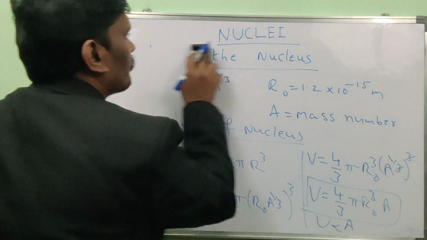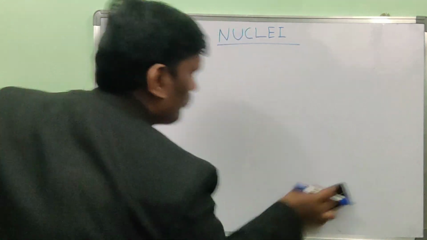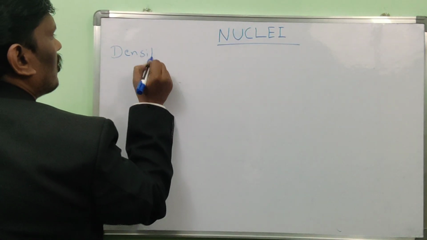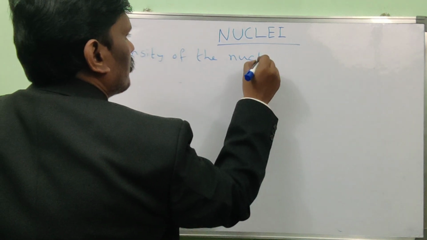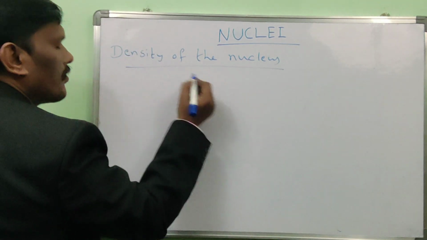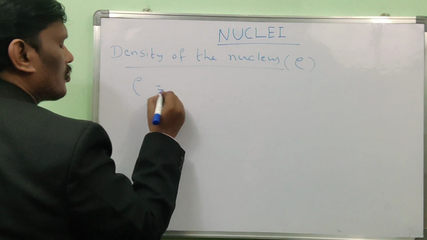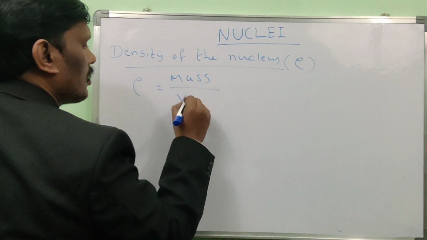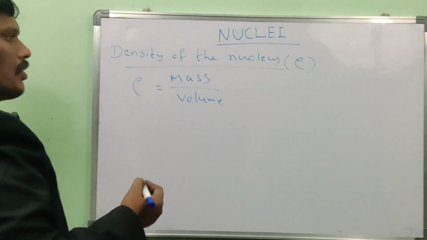Next, density of the nucleus. Generally, we represent density with the symbol rho. So rho is the density, and density is equal to mass by volume. This is the mass of the nucleus by the volume of the nucleus.